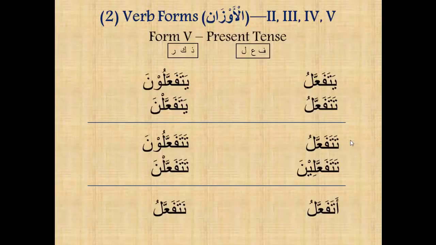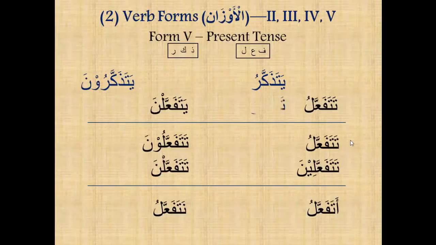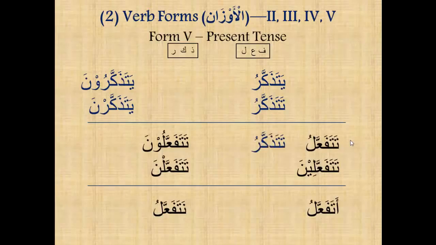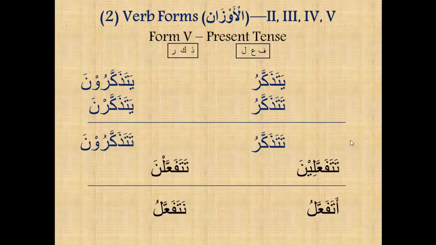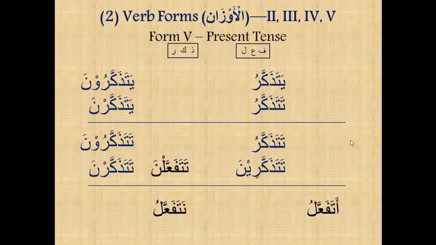Form 5 in the present tense, same verb. يتفعل يتذكر، يتفعلون يتذكرون، تتفعل تتذكر، يتفعلن يتذكرن، تتفعل تتذكر، تتفعلون تتذكرون، تتفعلين تتذكرين، تتفعلن تتذكرن، أتفعل أتذكر، نتفعل نتذكر.